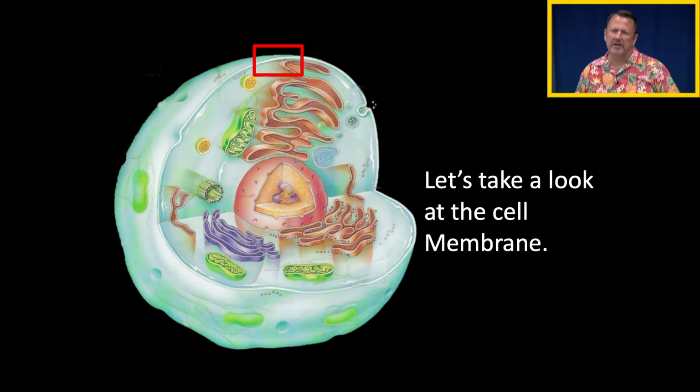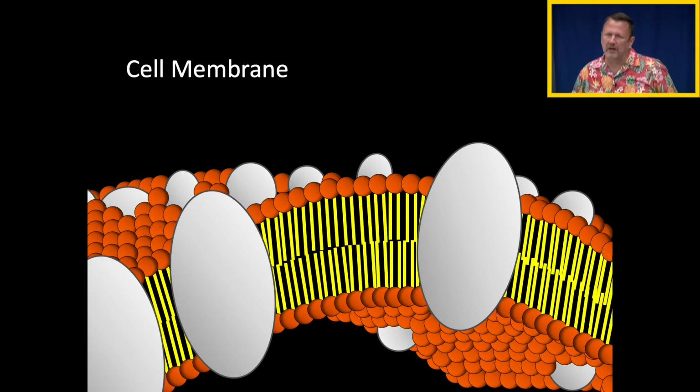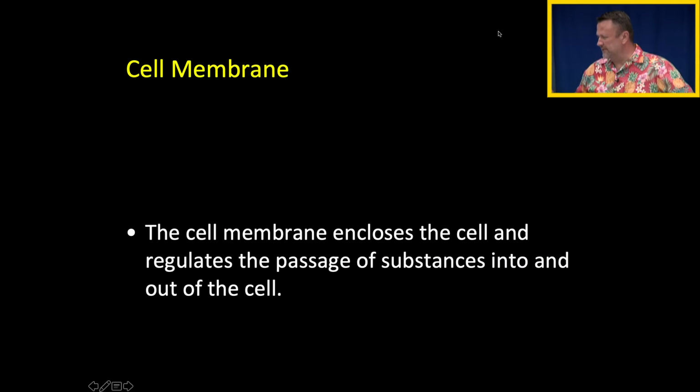All right, so now we're going to take a look at the cell membrane. That is the layer that goes around and encloses the cells. And here's my cartoon of a cell membrane. And the two things we see here are the phospholipid bilayer and these membrane-bound proteins. So the cell membrane encloses the cell and regulates the passage of substances into and out of the cell.